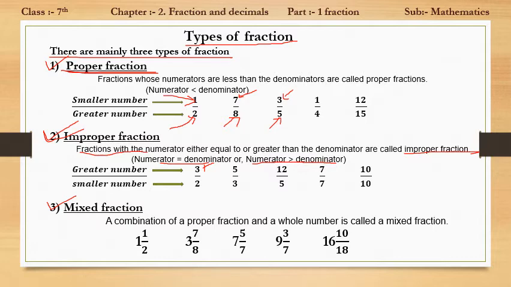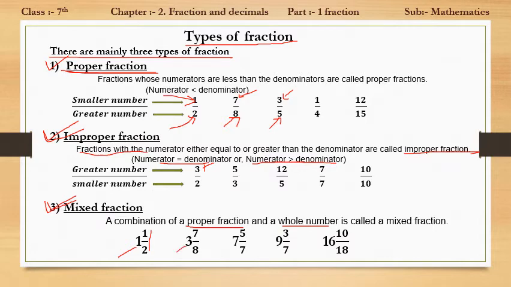Next one is a mixed fraction. A combination of a proper fraction and a whole number is called a mixed fraction. In these fractions, there is a combination of two parts: one is a whole number and the other is a proper fraction.